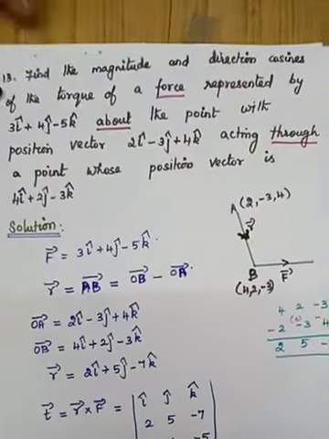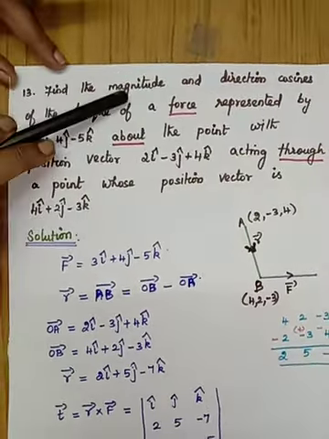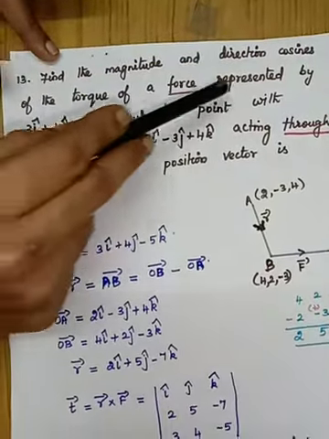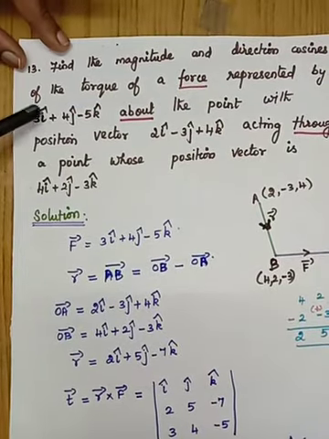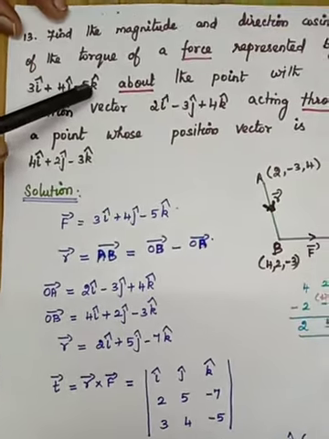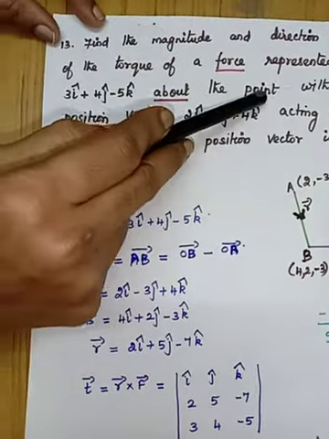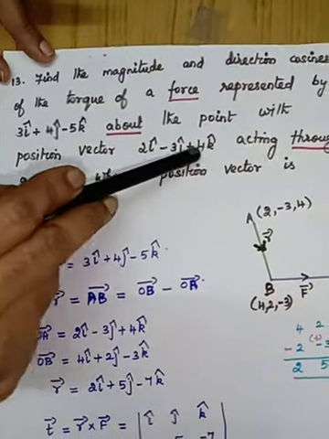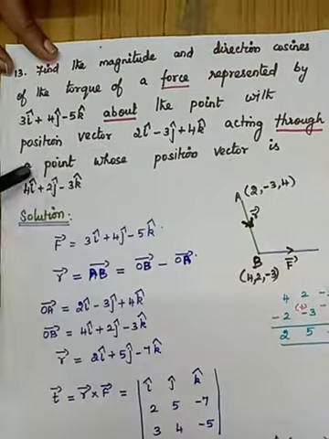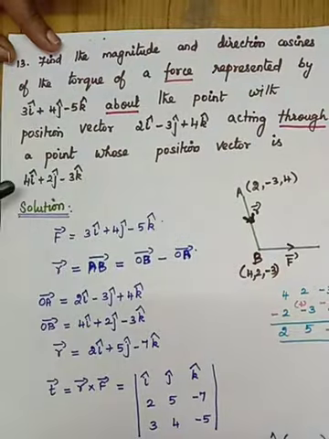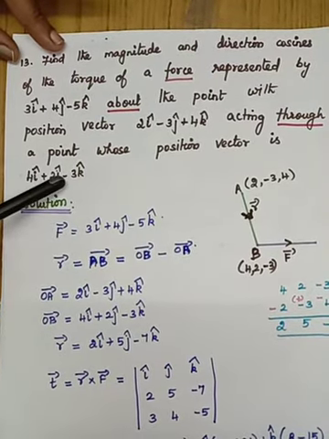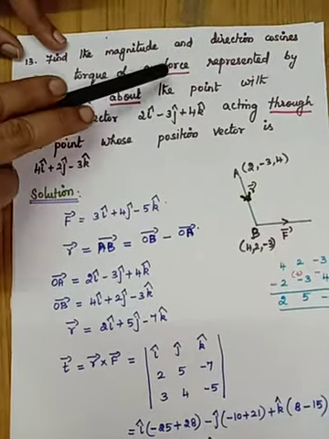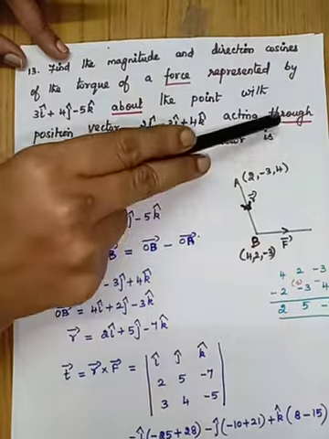So come to the 13th problem. Find the magnitude and direction cosines of the torque of a force represented by 3i cap plus 4j cap minus 5k cap about the point with the position vector 2i cap minus 3j cap plus 4k cap acting through a point whose position vector is 4i cap plus 2j cap minus 3k cap. So the keywords are marked here: force, about the point and through the point.